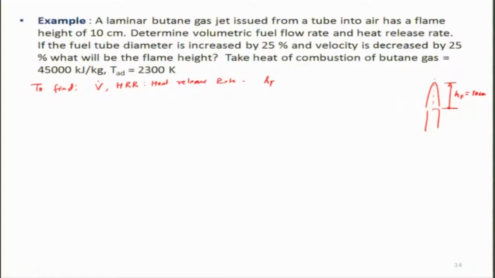When the diameter of the tube is increased by 25% and velocity decreases by 25%, what will be the flame height? Take the heat of combustion of butane as 45,000 kilojoule per kg, and T adiabatic we are taking as 2300 Kelvin. So, we will be using Roper's formula for the solution.